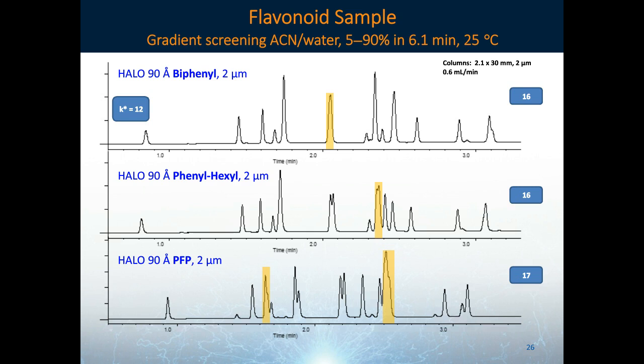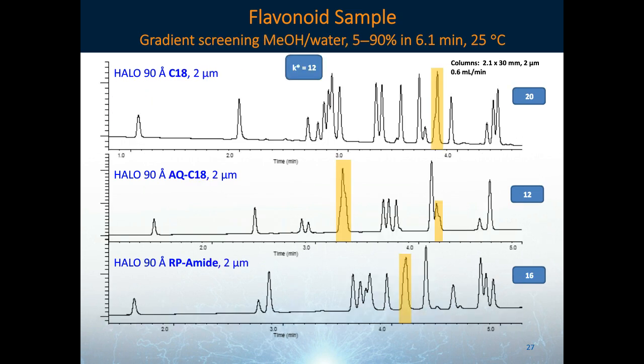Now this is where we've switched from acetonitrile to methanol for the screening gradient. For Halo C18, we identified 20 different peaks. Some of those might include impurities. For AQ C18, we identified 12 different peaks, and for RP-Amide, we've identified 16 different peaks.